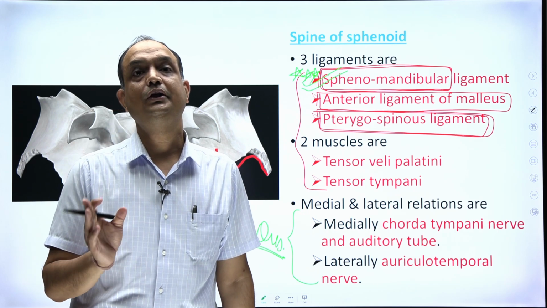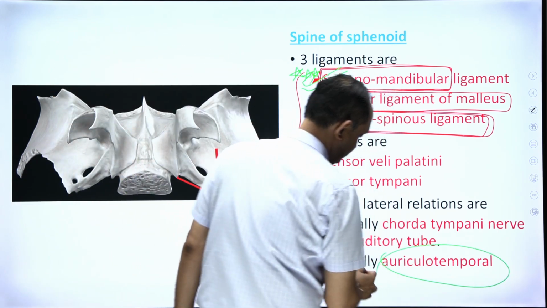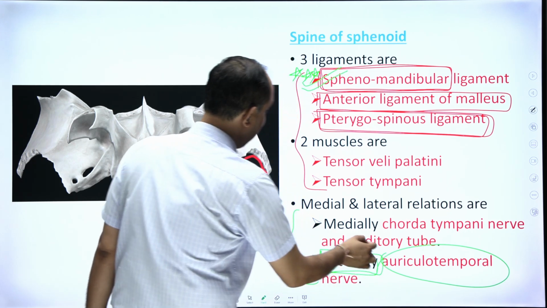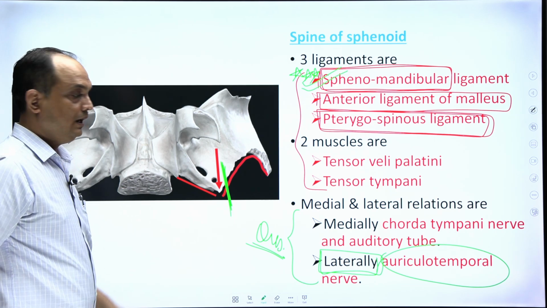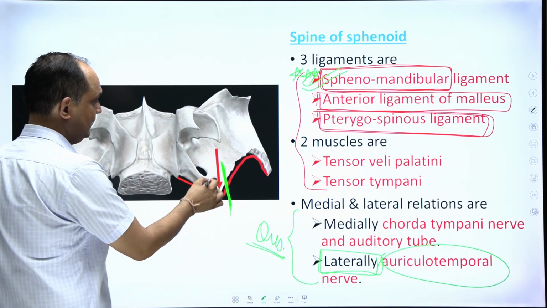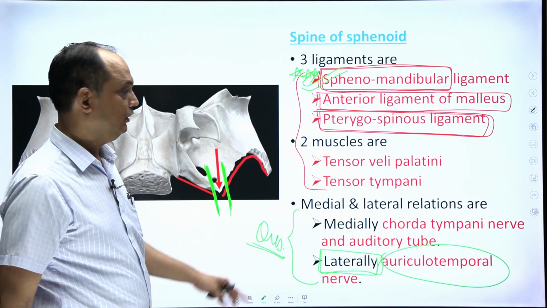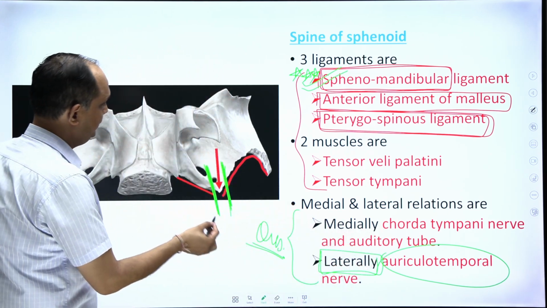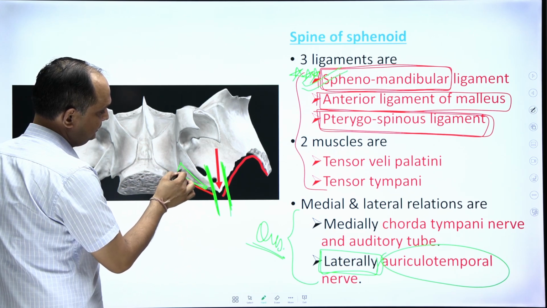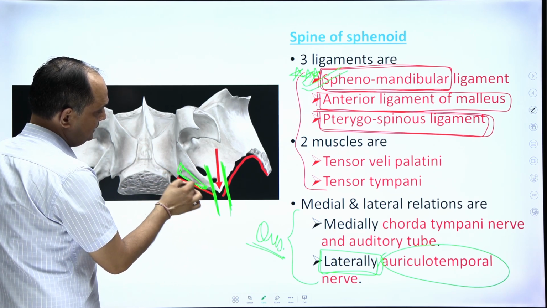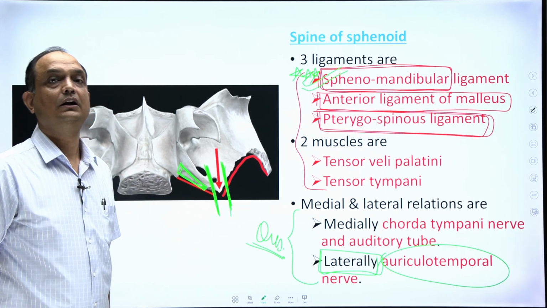Now there are two very important structures related to the medial and lateral side of the spine. One is the auriculotemporal nerve, which is related on the lateral side. On the medial side of the spine you will find the chorda tympani nerve, along with the auditory tube. Why the auditory tube? Because the auditory sulcus, or sulcus tubi as I told you, is present here on the medial side of the spine.